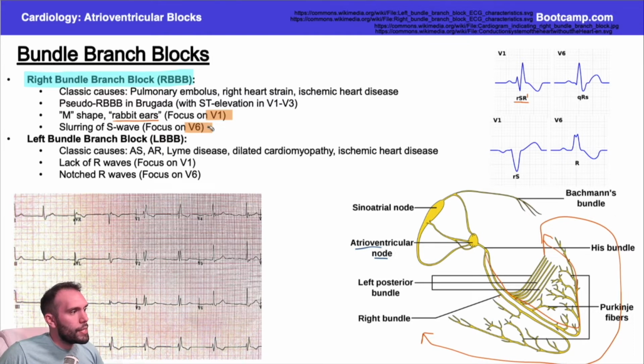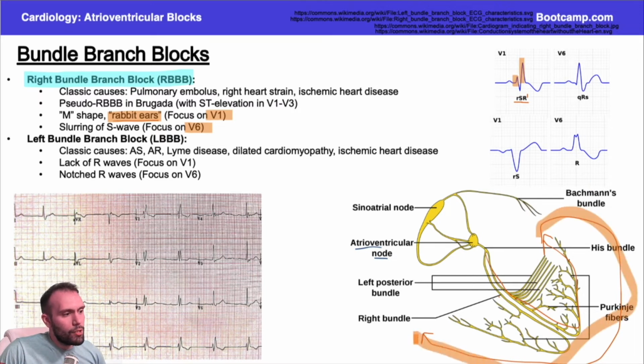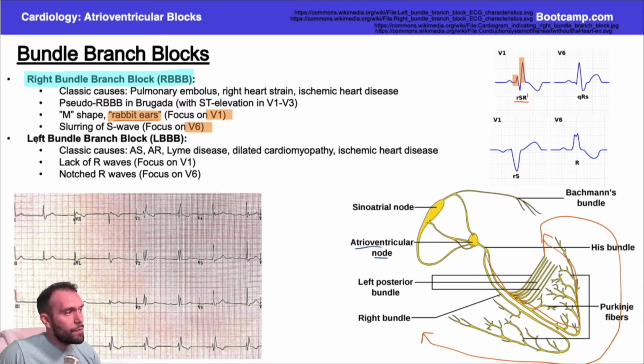Now, if I focus on V1 and V6 for a right bundle branch block, the classic finding is going to be these rabbit ears, this RSR prime. I'm getting an extra deflection. So I have two deflections here because that signal's got to wrap around that second time to get to the right side of the heart. So the biggest finding that I would remember is definitely this M shape that we see in V1. That's the most important thing.